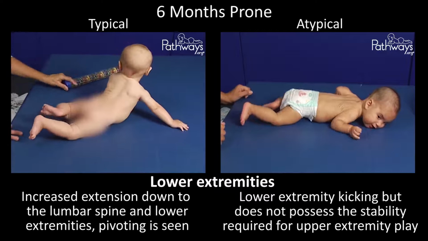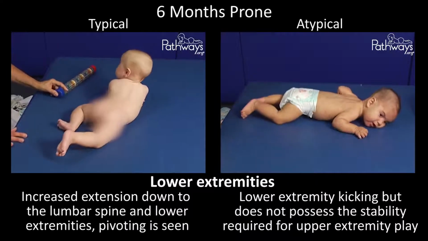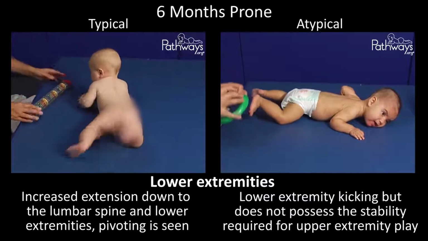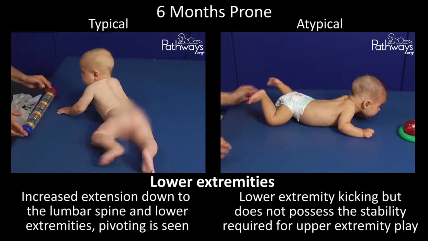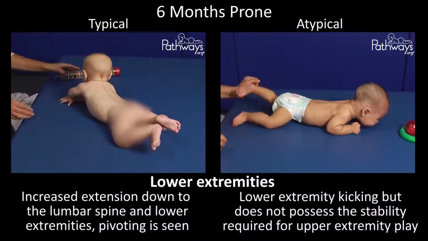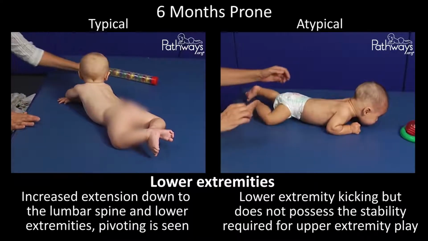Lower extremities. Pivoting is seen by the typically developing baby. He has increased extension down to the lumbar spine and lower extremities. While baby on the right is doing some lower extremity kicking, he does not possess the stability required for upper extremity play.